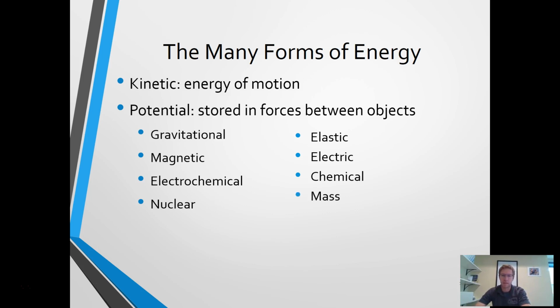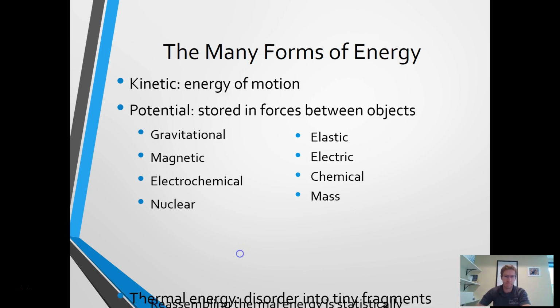So lastly, I'll mention that mass is also a form of potential energy. Einstein's famous equation, E equals mc squared, told us that mass is actually a form of potential or stored energy. If you destroy that mass, it can be converted into other forms of energy. It's actually a very important part of his theory of general relativity.